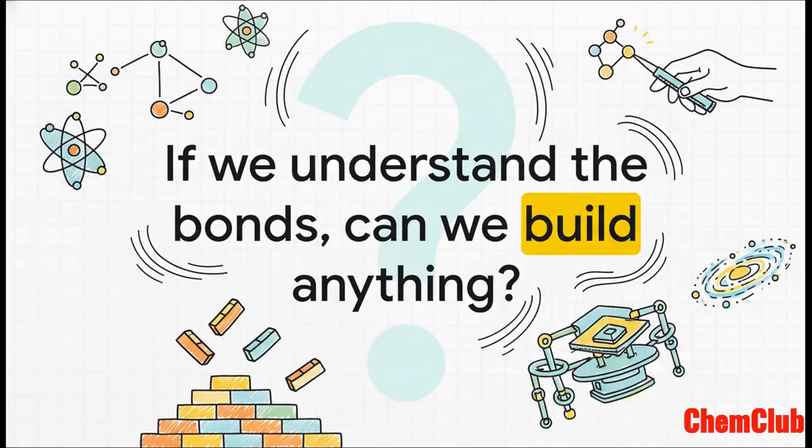If the whole universe is built on these simple, understandable rules, and if we're getting better and better at manipulating those rules, what happens next? What's to stop us from building literally anything we can imagine, one atom at a time?